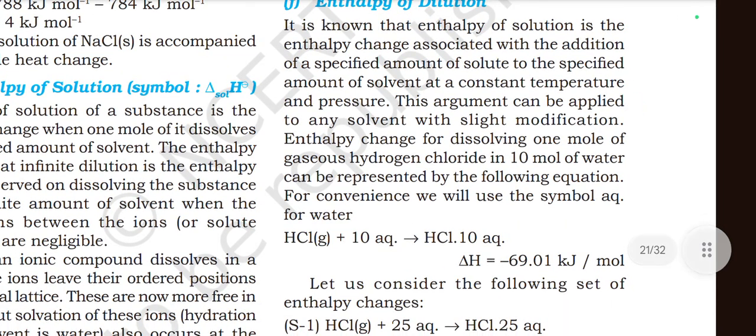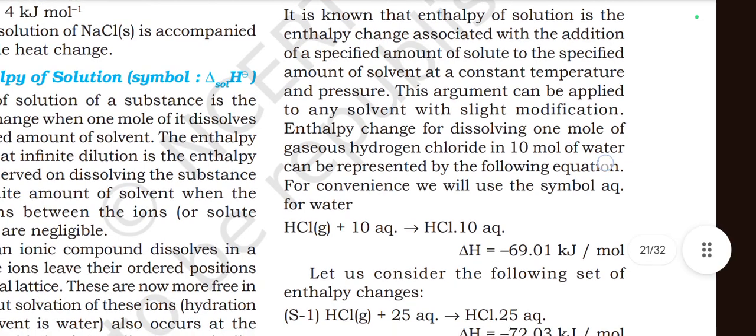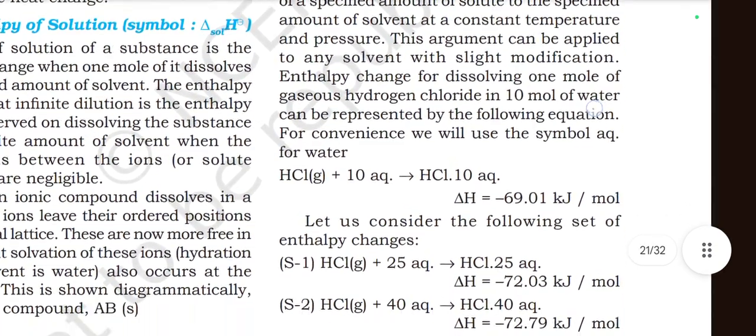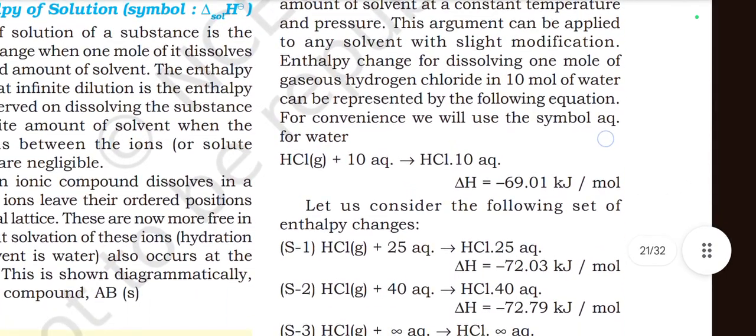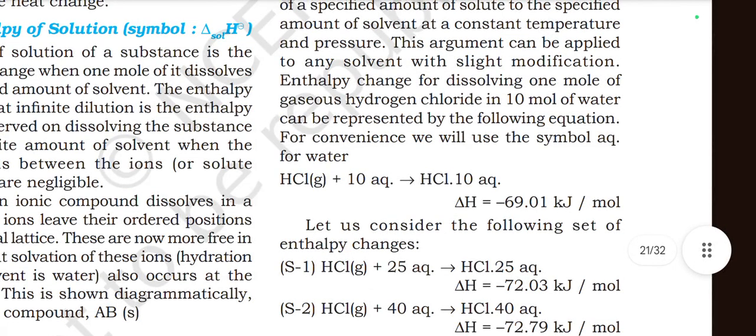It is known that the enthalpy of solution is the enthalpy change associated with the addition of a specific amount of solute to a specified amount of solvent at a constant pressure and temperature. This argument can be applied to any solvent with slight modification.